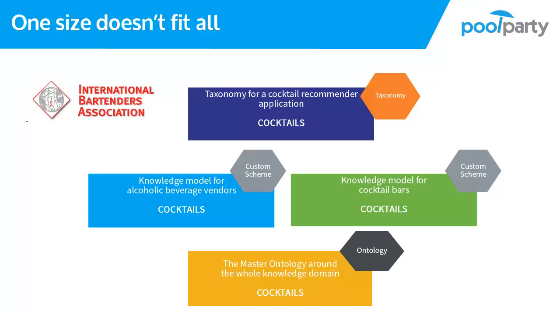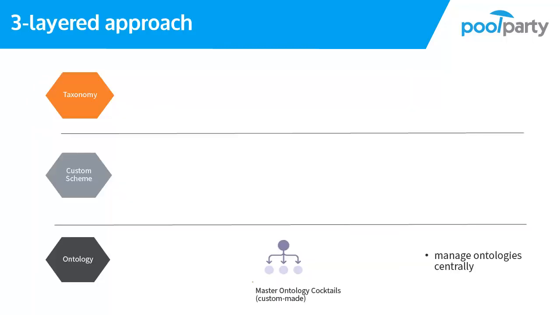In this example, this could mean that a beverage brand wants to offer a recommender application for cocktails and applies a specific custom scheme to its taxonomy that is already in place and needs now to get more specific in its semantic expressiveness. That's why we implemented ontologies as a central hub. It's here that you manage a master ontology that can be applied to multiple projects.